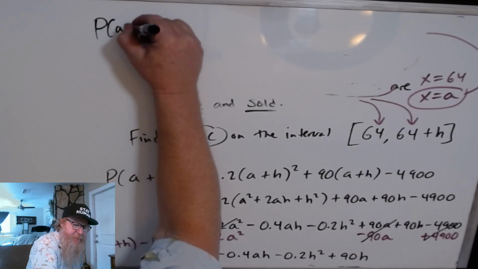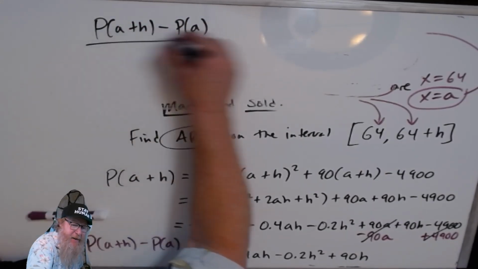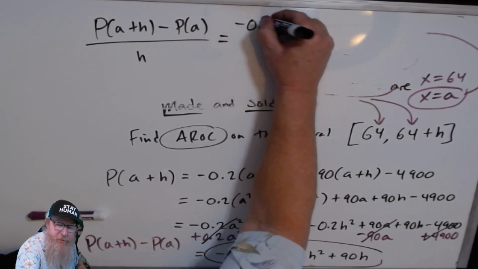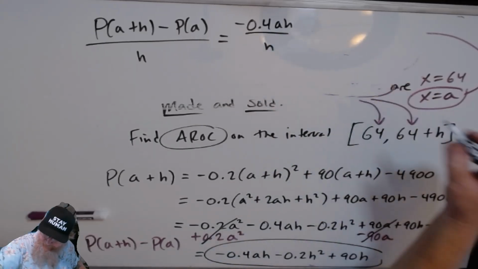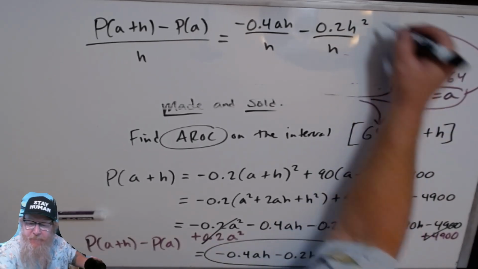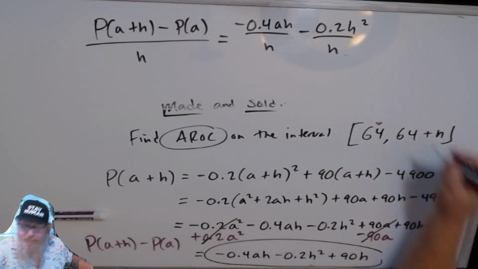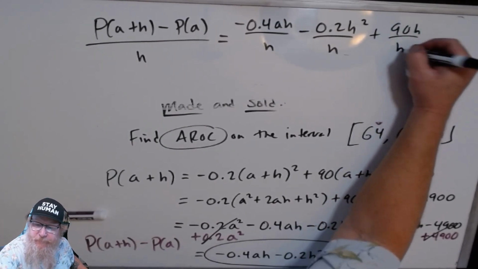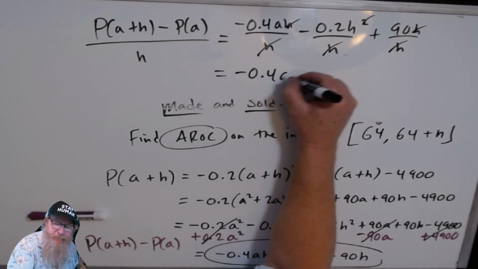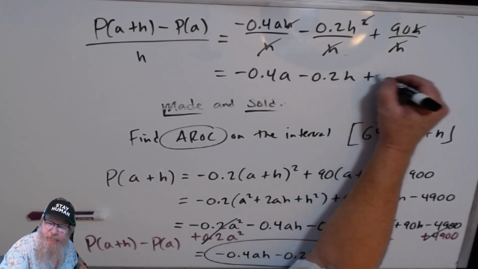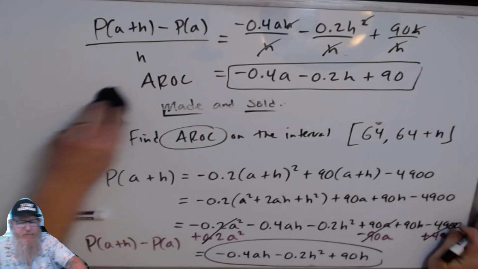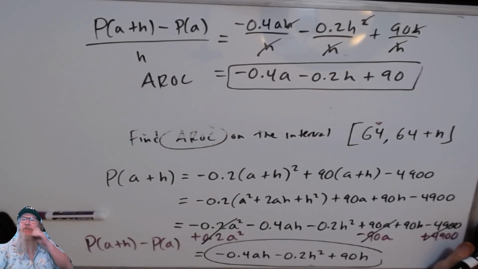So (P(a plus h) minus P(a)) over h is this divided by h. And I like to divide 3 times. Cancel, cancel, cancel, cancel, cancel, cancel. And there we go. That is our AROC. It's not the IROC yet, it's the AROC. It's the average rate of change.